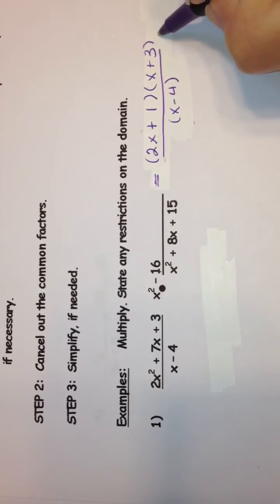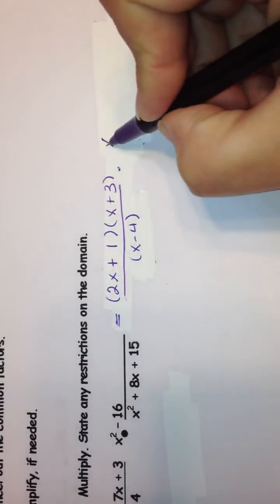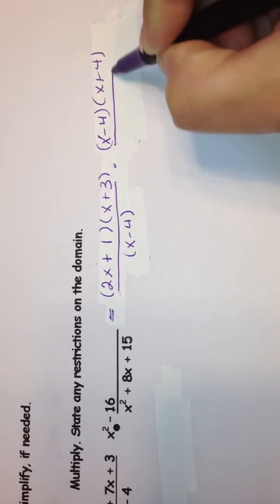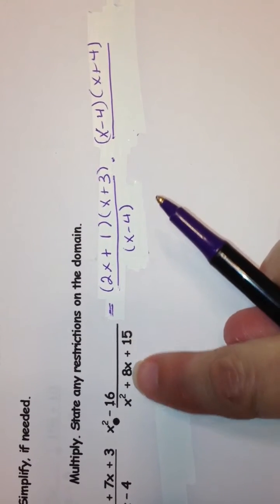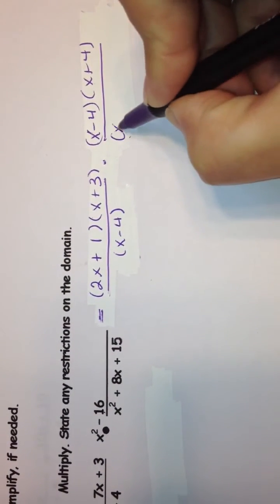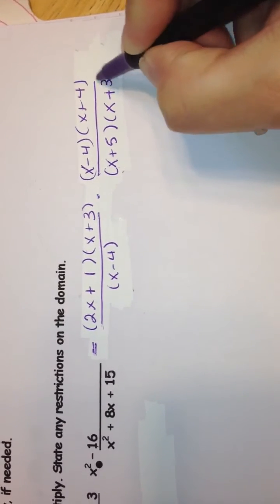And we're going to multiply that. And over here we have x squared minus 16, so that is x minus 4 times x plus 4. It's the difference of two squares. Here we have factors of 15 that add up to 8. Because our leading coefficient is 1, we can use the shorter method. That's x plus 5 times x plus 3.